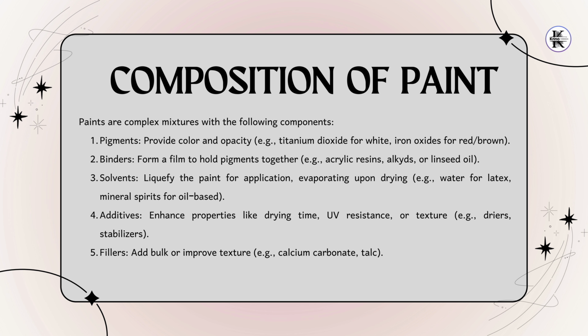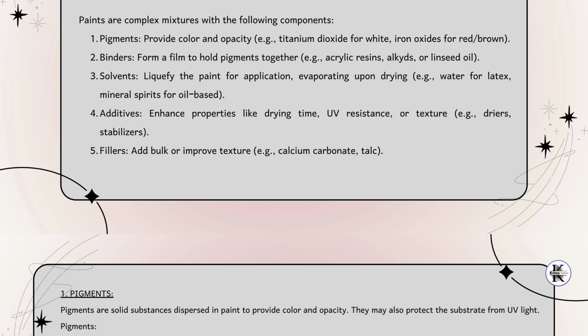Paint is a complex mixture made of several components. This includes pigments, binders, solvents, additives, and fillers. Each component contributes to the physical and chemical properties of paint. And this unique combination is what helps forensic scientists to identify and compare paint samples. Now let's discuss each component one by one, starting with pigments.